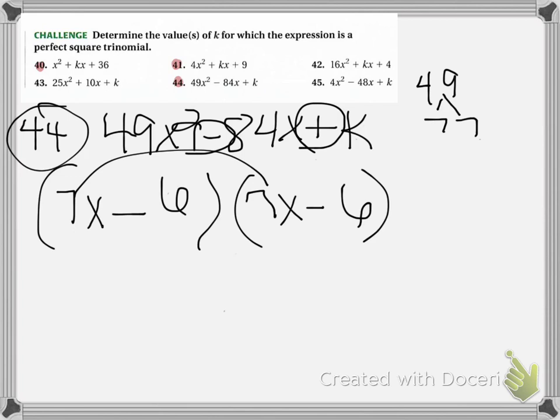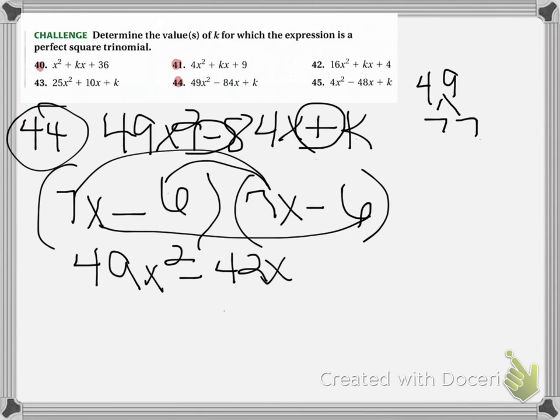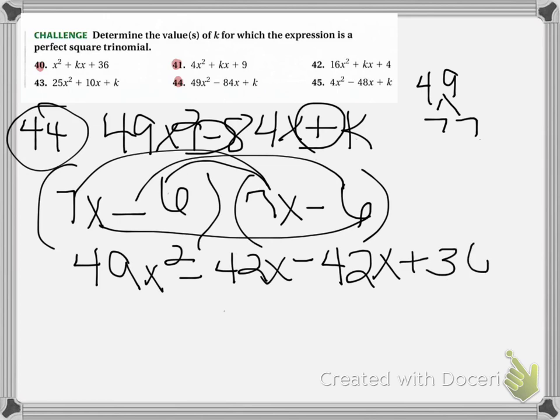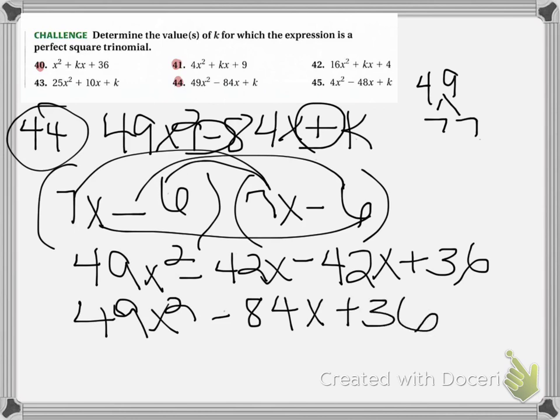So 7 times 7 is 49x squared. 7x times negative 6 is negative 42x. Negative 6 times 7x is negative 42x. Negative 6 times negative 6 is positive 36. So then we're going to combine like terms, and we get 49x squared minus 84x plus 36. We look and we see that it hits all our key points that we need. So k equals 36.